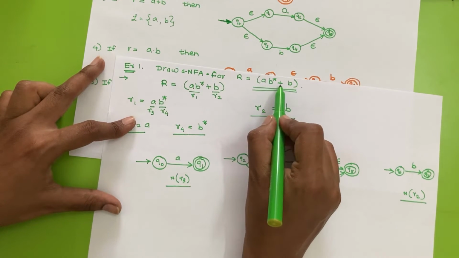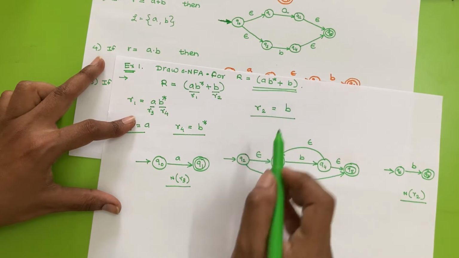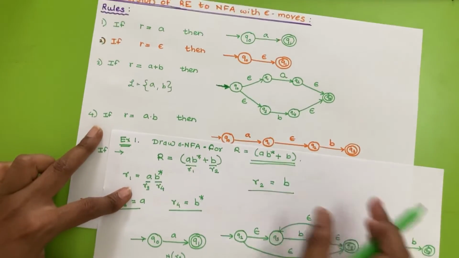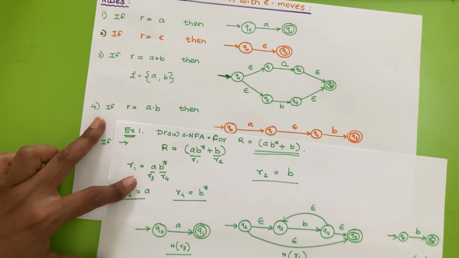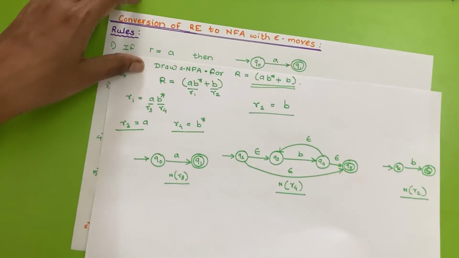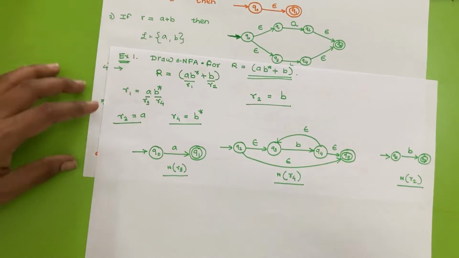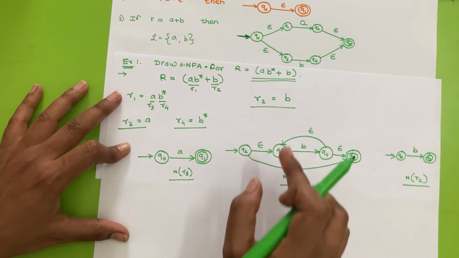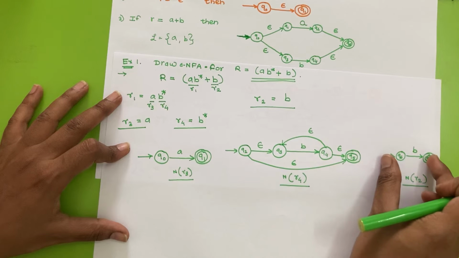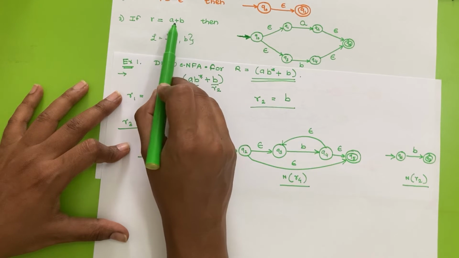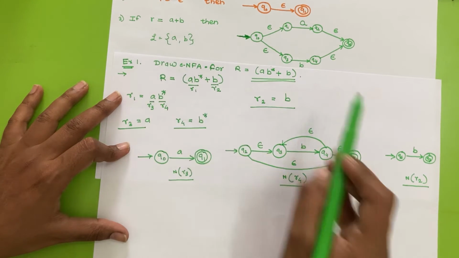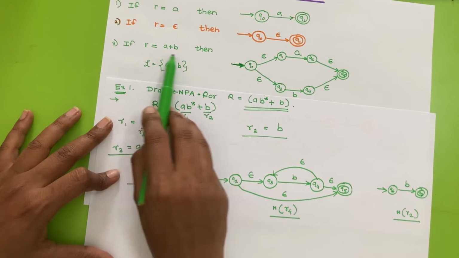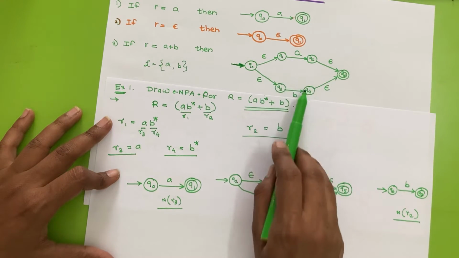Then we have the plus operator in between A, B star plus B. So we have to follow the third rule. First we will draw the diagram for A, B star, then we add the diagram for B, the R2 expression, by following the third rule. So this kind of diagram will be there.